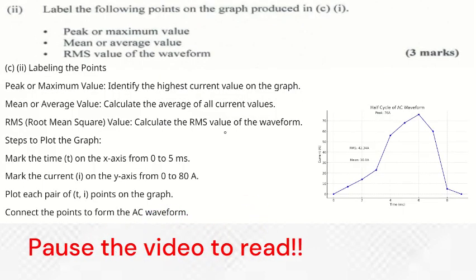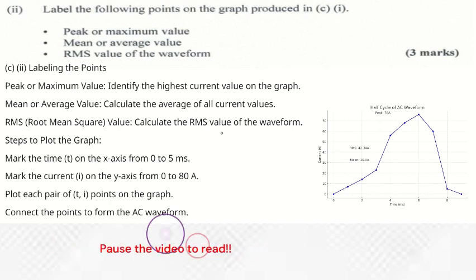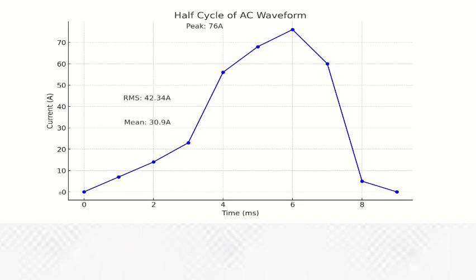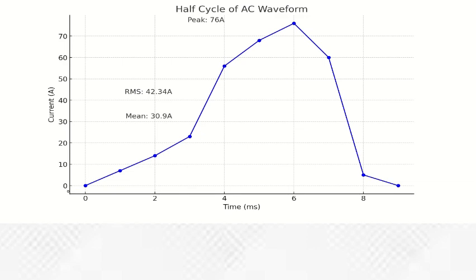First thing that we'll want to do is to plot the graph. So based on the numbers that are given, we have 0 to 76, and then we have 0 to 5. Good. So we use the numbers given for the current and the numbers given for the time, and this is how we came up with this graph.